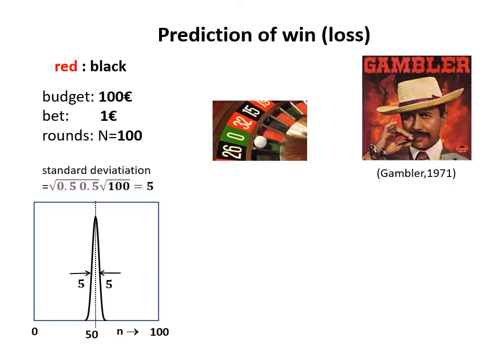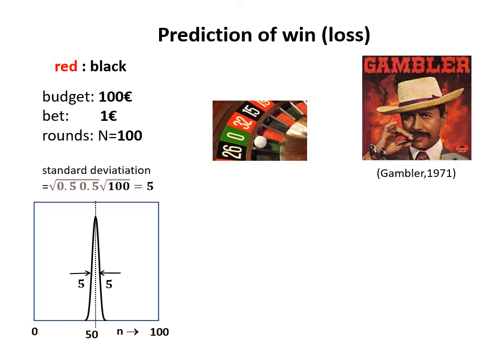Now let's employ the knowledge gained from the consideration of the coin toss. Suppose that we have a budget of €100 and we want to divide it into 100 bets, and we always bet on two possibilities, red or black.